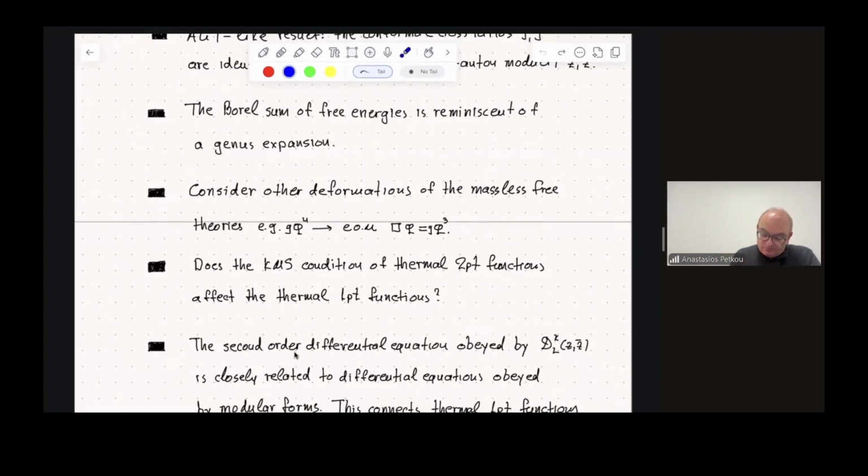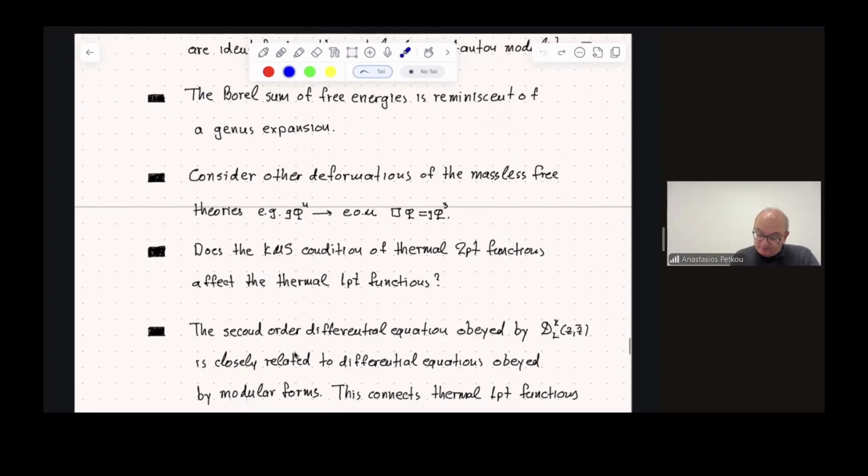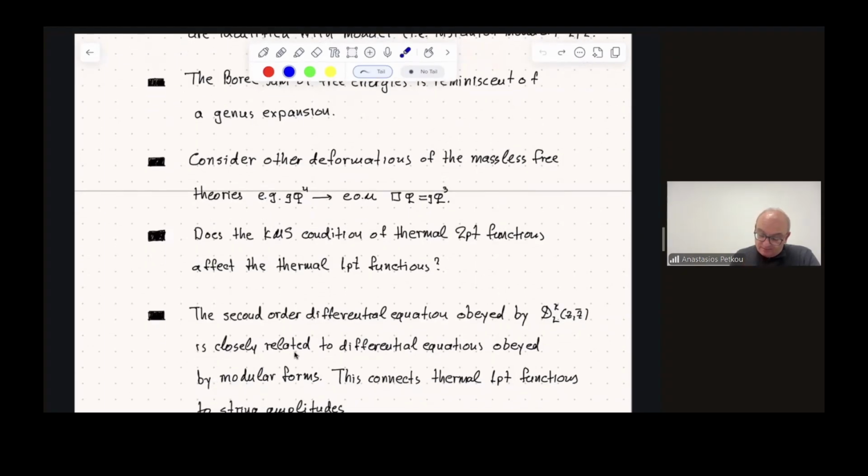Now, we can consider other deformations, not only massive deformations, but deformations like phi to the 4th, where the equation of motion is different. And it would be nice to see how this goes into our language. Then, does the KMS condition of thermal 2-point functions affect the thermal 1-point functions?